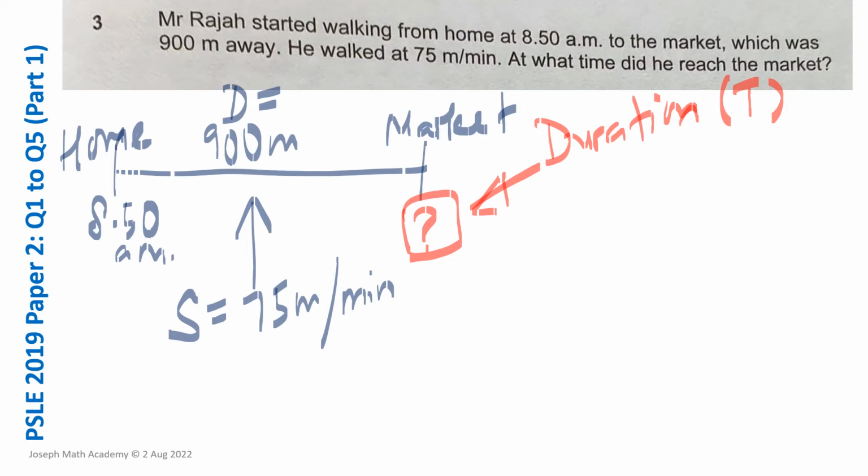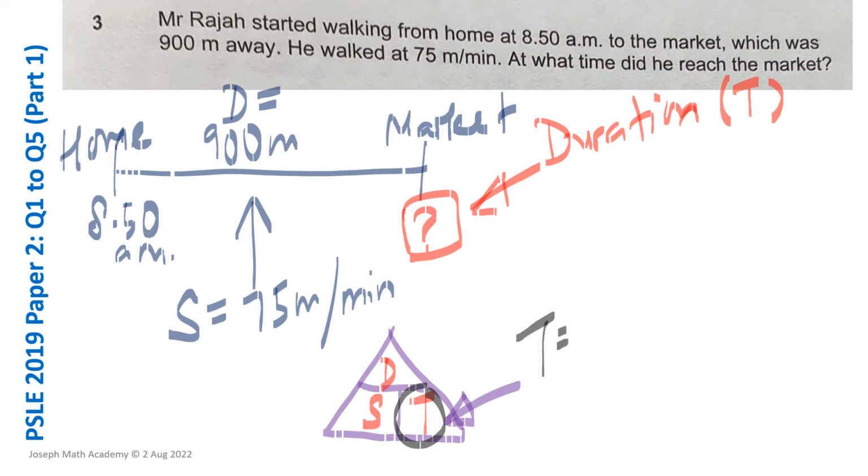Now, if you are aware, we have learned the speed triangle. The speed triangle has three components. Distance is the one up there. Then speed is on the left, time is on the right. So distance, speed, and time are in the speed triangle. Now to find the time, we need to know the distance. So time is equal to distance divided by speed.